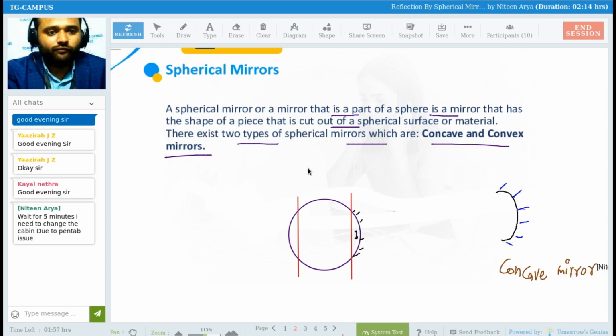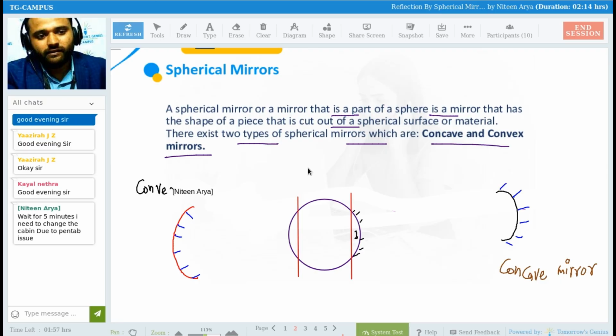Clear, everyone? And if we paint on the inside of the sphere, the reflection is going to take place from the outward part. So this particular kind of mirror is known as a convex mirror. Is this clear, everyone? This is known as a convex mirror.